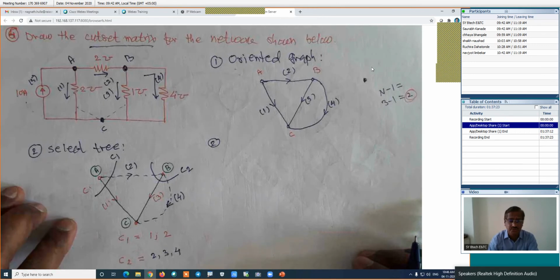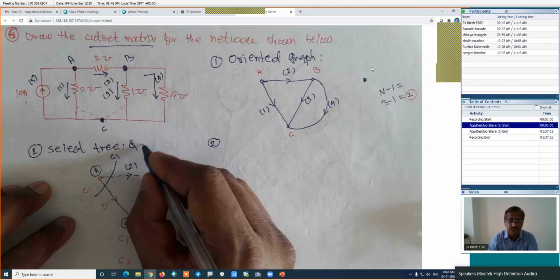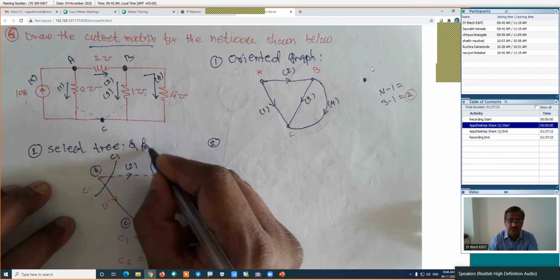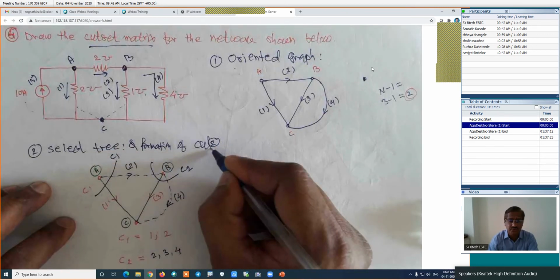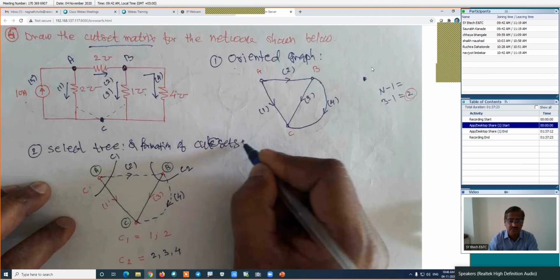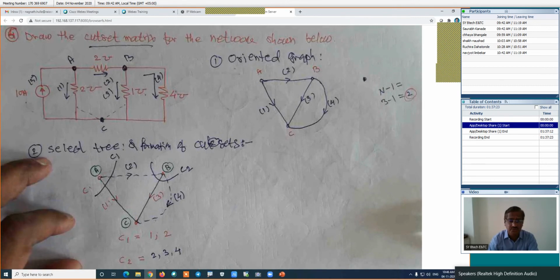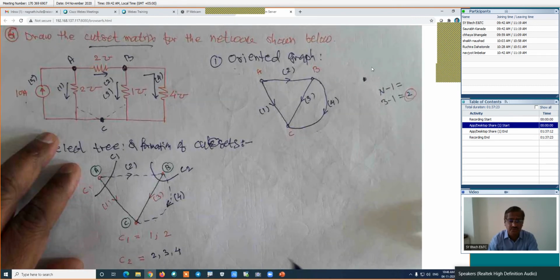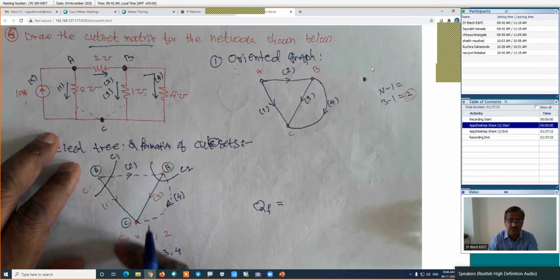This is the selection of a tree and formation of the cut sets. We have prepared the cut sets. How many cut sets do we have? 2 cut sets. If we have the cut sets, then we will prepare the fundamental cut set matrix, because these are the fundamental cut sets.